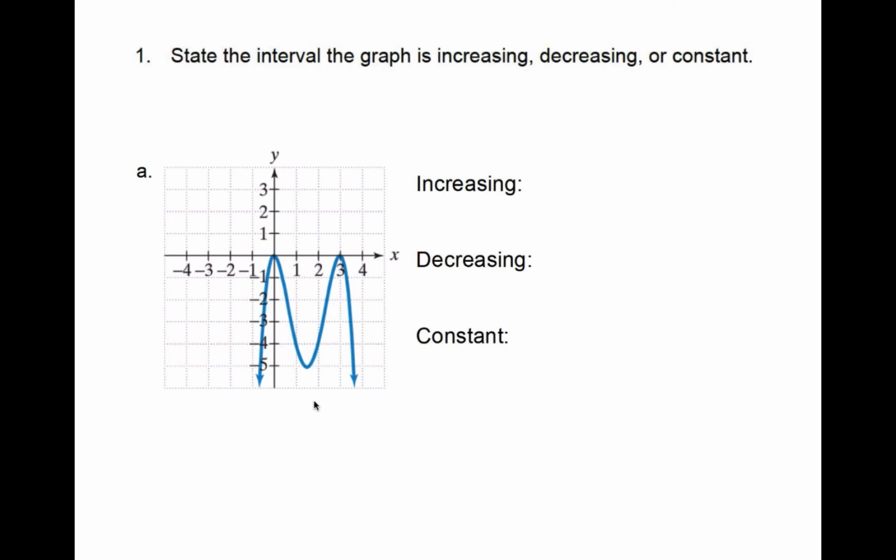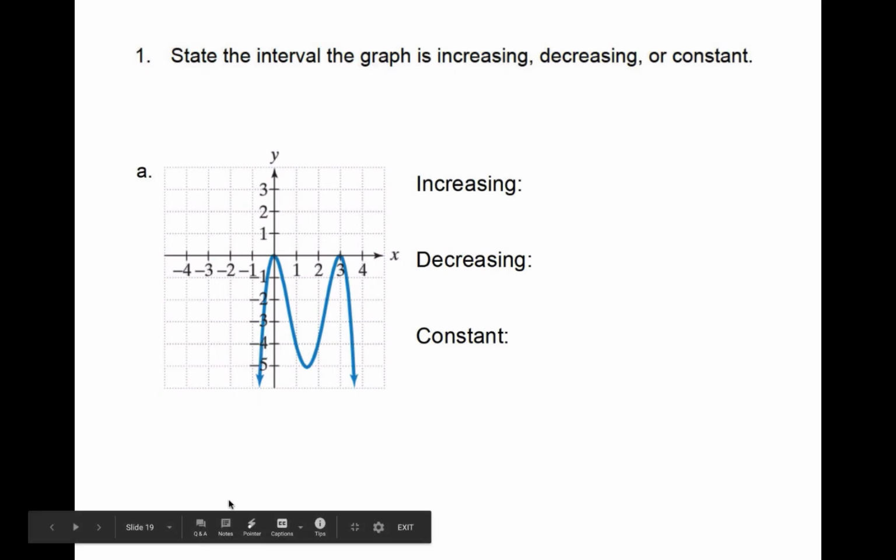So we're going to state the interval where the graph is increasing, decreasing, or constant. You're going to always want to start on the left side of the graph and move your way to the right, because that's how you read graphs, left to right. So notice that this is going down forever. But notice it's also going out more to the left, so it's going to eventually keep going left, right?